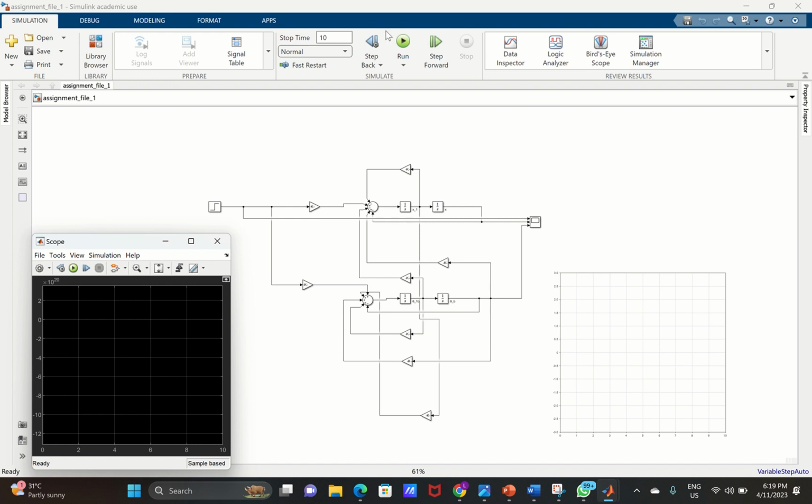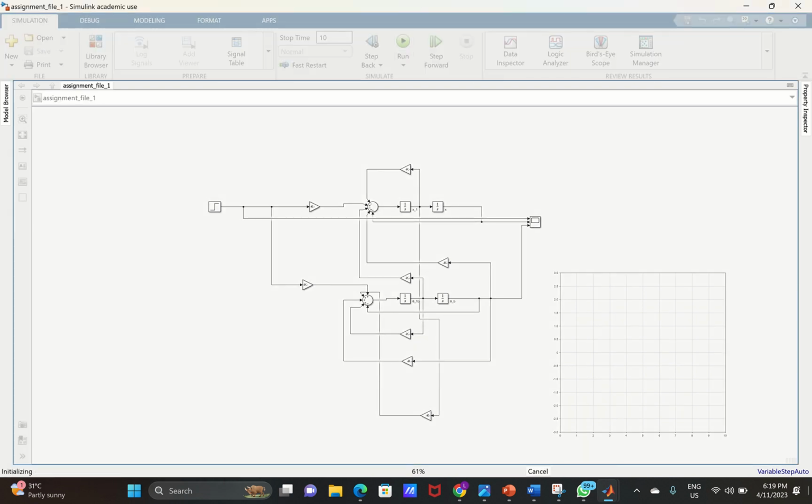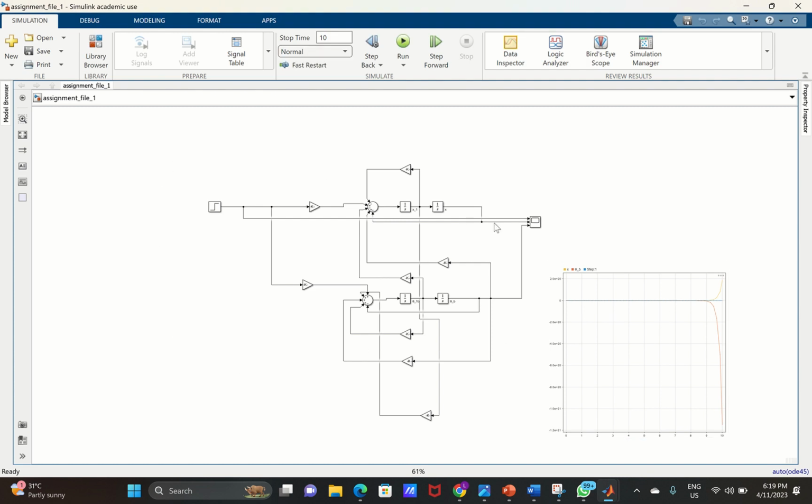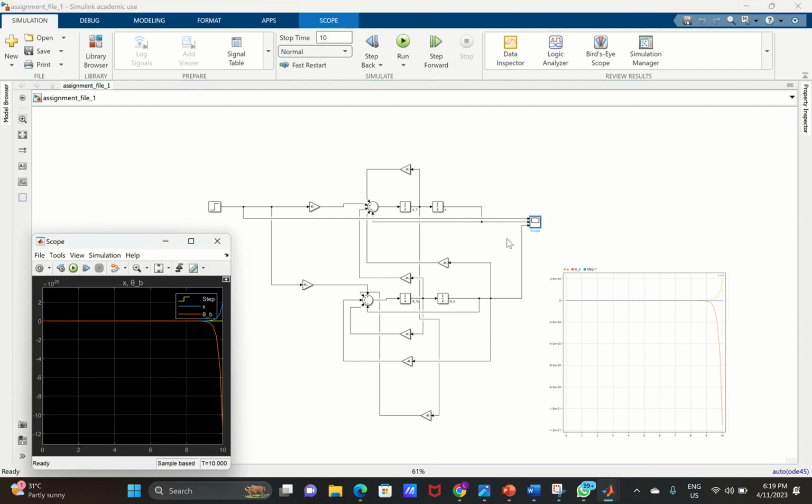So when I run the model in Simulink, we are able to get graphs that characterize the behavior of our system. So this is what we have for the graphs. We have theta B as the red graph and X as the blue graph. We can see that both of them grow to exponentially large values, and they tend to converge towards the end of the stop time. And this is another factor to prove to us that the system is very unstable.